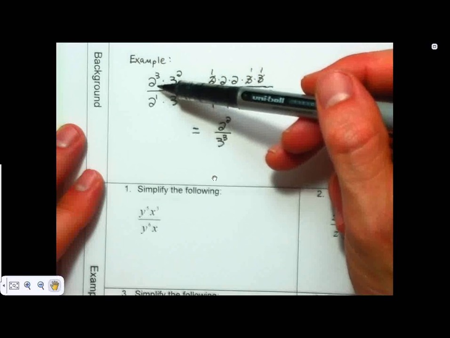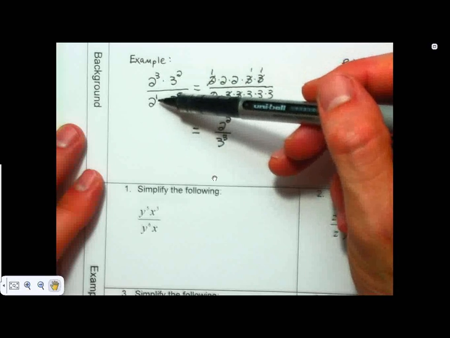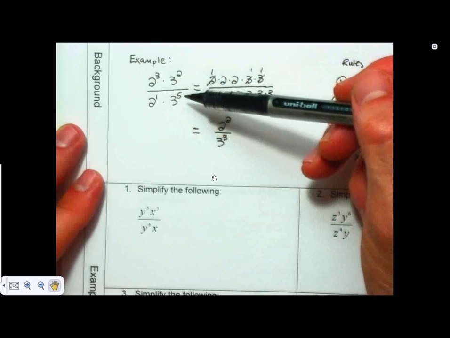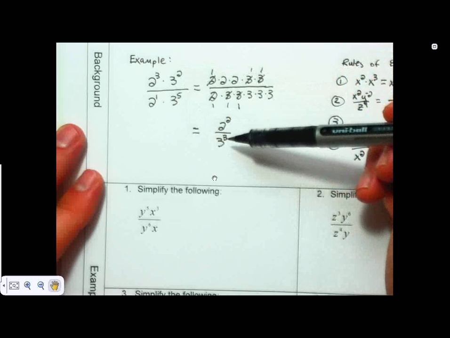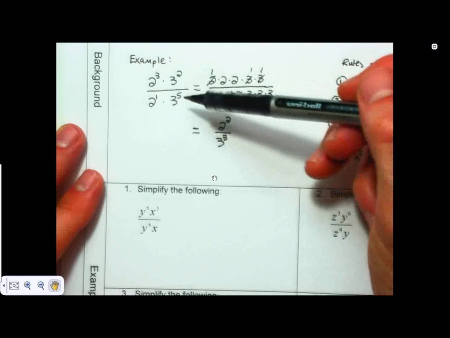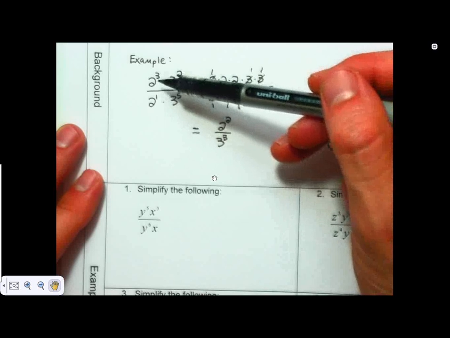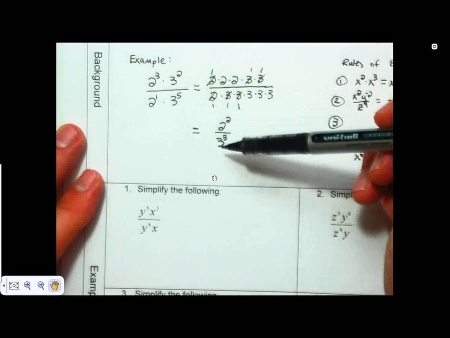So whenever I'm dividing like bases, the shortcut is I can subtract the exponents. If there are more factors of 2 on the top than on the bottom, I'm going to subtract 3 minus 1, which leaves me 2 factors of 2 on top. If there are more factors of 3 on the bottom than there are on the top, I'm going to do 5 minus 2, which gives me 3 to the third on the bottom. So wherever there are more factors is where you're going to end up with leftovers. If you have more factors on top, you're going to end up with leftovers on top. If you have more factors on the bottom, you're going to have leftovers on the bottom.